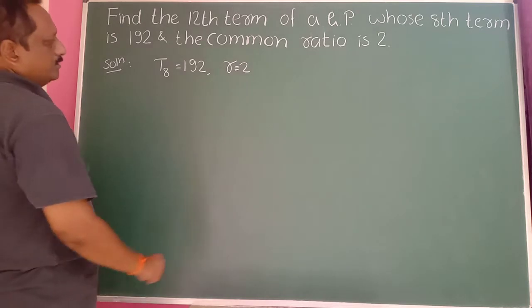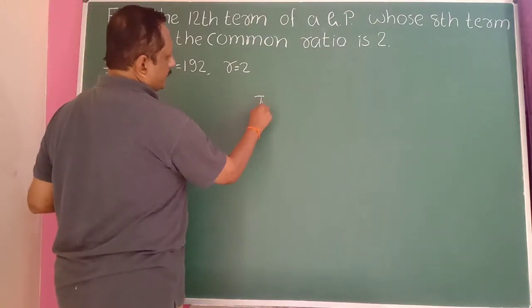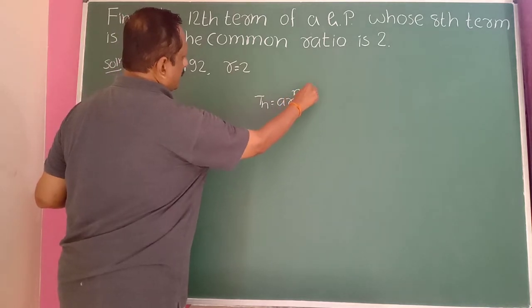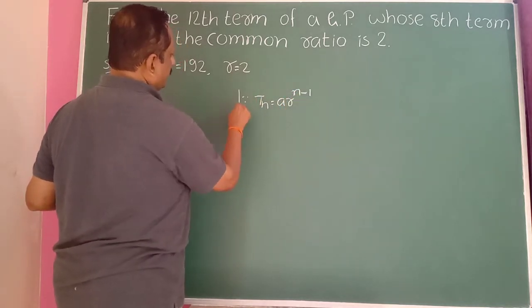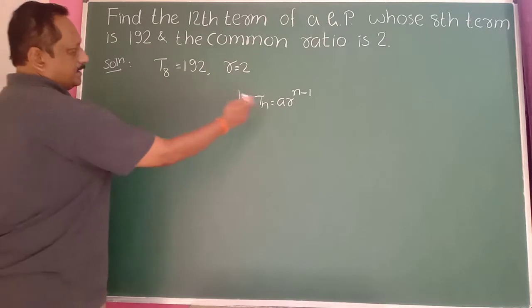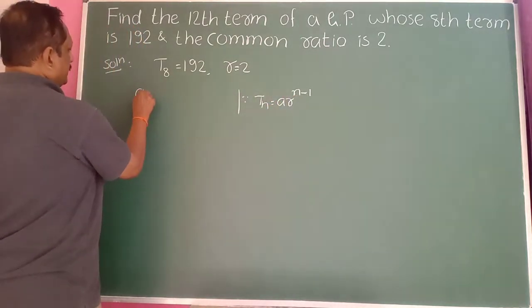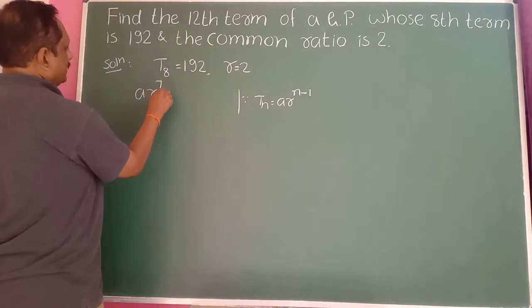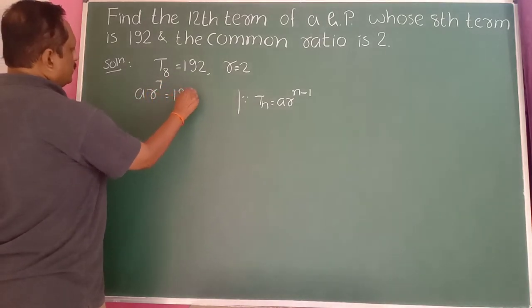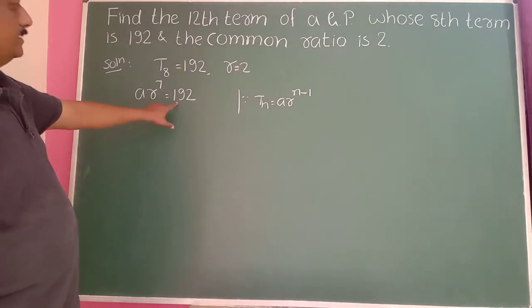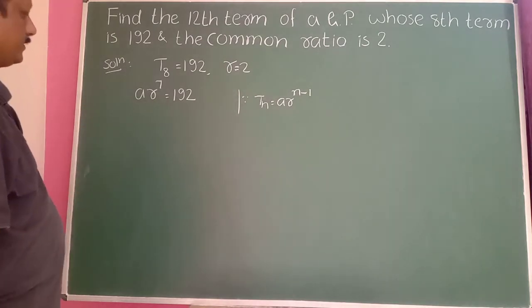Therefore, you know the formula: the nth term Tn is a r raised to n minus 1. Okay. So T8 means put 8 here, 8 minus 1 becomes 7. So a r raised to 7 is equal to 192.